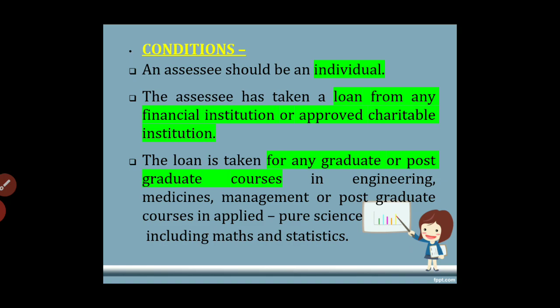કન્ડિશન નંબર 3, the loan is taken for any graduate or post graduate courses. તમે આ લોન સીધા શેના માટે લીધેલ હોવી જોઈએ? ગ્રેજ્યુએશન પર્પઝ માટે અથવા તો પોસ્ટ ગ્રેજ્યુએશન. That means this loan should be taken for the after 12th studies. તમારા 12th સ્ટાન્ડર્ડ પછીના સ્ટડીઝ માટે લીધેલ હોવી જોઈએ. In engineering, medicine, management or postgraduate courses in applied or pure science including maths or statistics. That means આવા કોઈ courses માટે તમે એ લોન લીધેલ હોવી જોઈએ, or for any other higher courses.